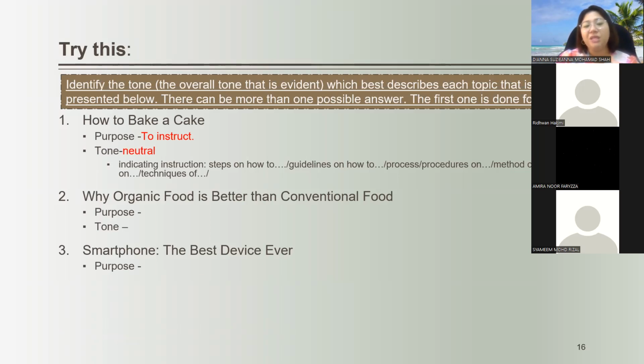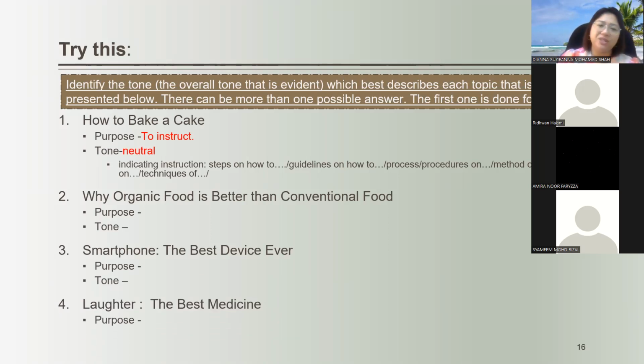Betul ke smartphone the best device ever? Definitely it's involved bias, because sometimes people might say that no, smartphone is not the best device ever. I'll be using my tab like forever, for example, kan? So you need to always ask question in order for you to get the correct purpose and correct tone.